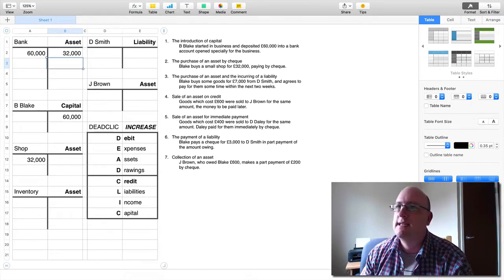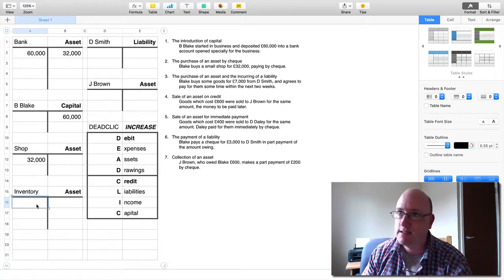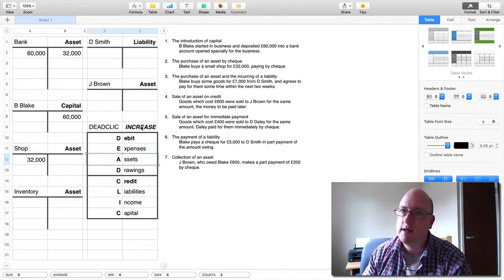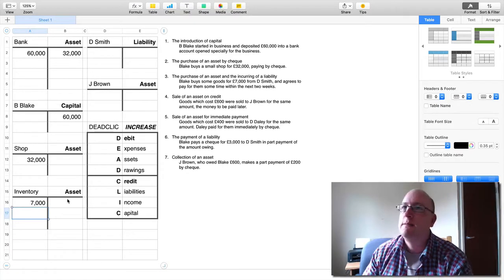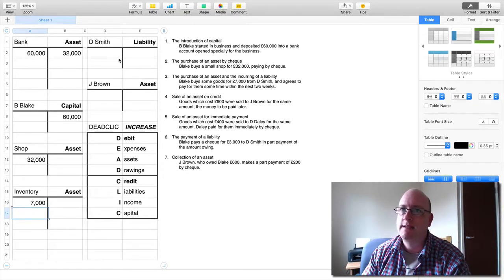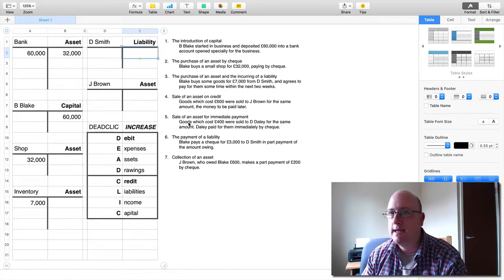So number 3, the purchase of an asset and the incurring of a liability. So Blake buys some goods for £7,000 from D. Smith and agrees to pay for them sometime within the next 2 weeks. So he's bought some goods, so the goods in this example go under inventory. That could be stock, but we've called it inventory for now. It's an asset. So we've purchased an asset, so we're increasing the value of this account. So there's an asset, we're increasing, so it's a debit. So inventory is £7,000 and we bought them from D. Smith. So there's our D. Smith T account, which is a liability. We're increasing a liability, so it's a credit, following exactly the correct rules. So we put a credit in there of £7,000.